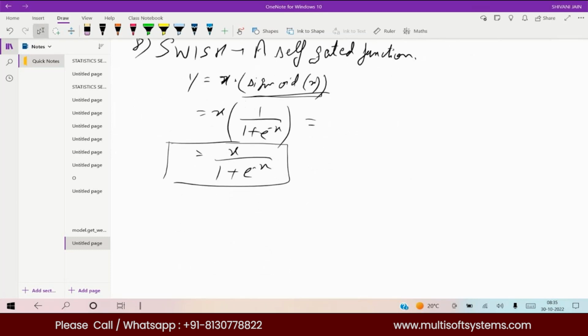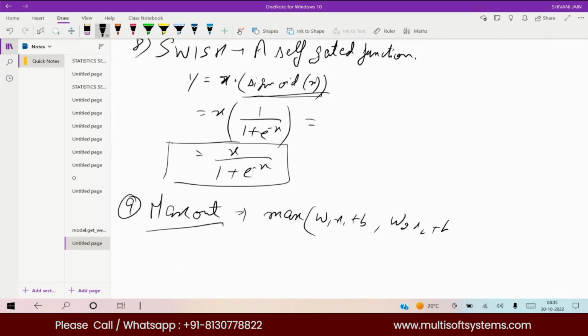Now, next, the last one, is Maxout. It is basically the maximum of w1 x1 plus b, comma, w2 x2 plus b, and so on. However many inputs there are, that many terms. Whatever the maximum value is, that will come out as the Maxout.